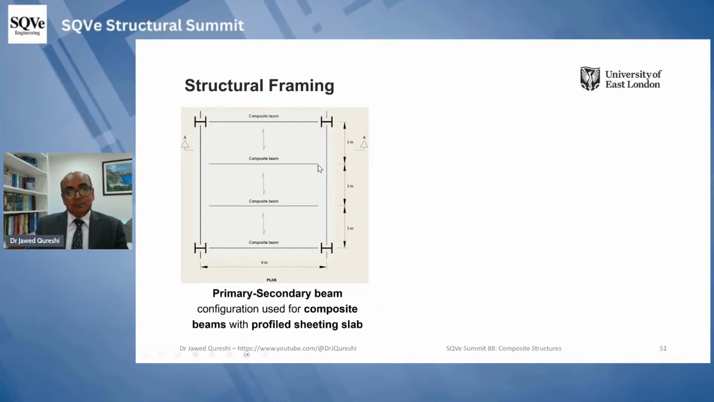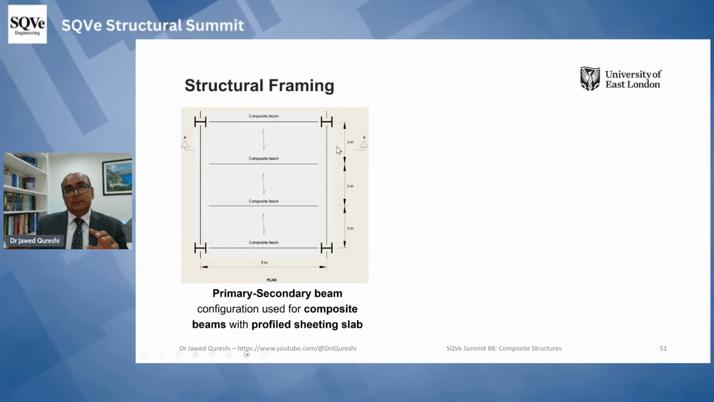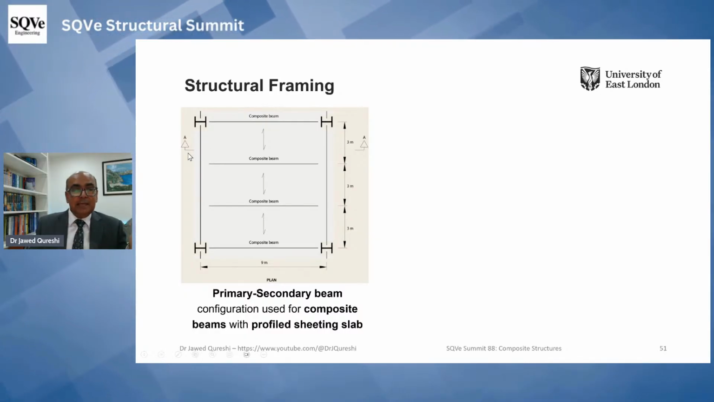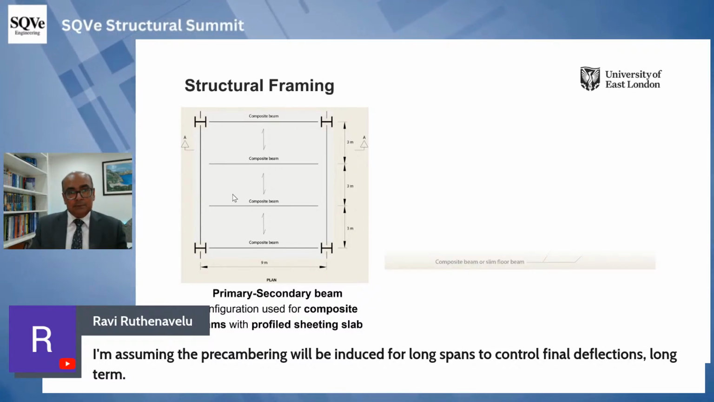But for these primary beams, it is not necessary that you provide shear studs, and the composite action is not necessary. If you provide it, it's fine. If you don't provide it, it's all right as well. The only exception is the edge beam. So if the beam is an edge beam and it is a primary beam, then almost certainly you need shear studs over there. This is one configuration.